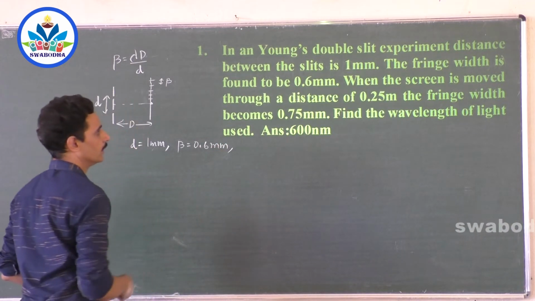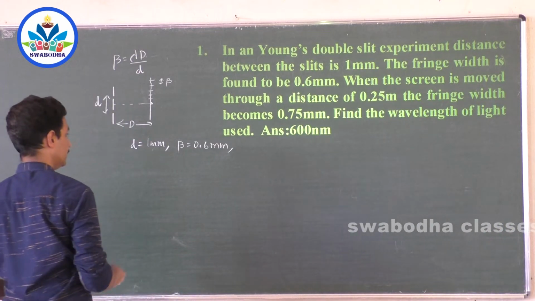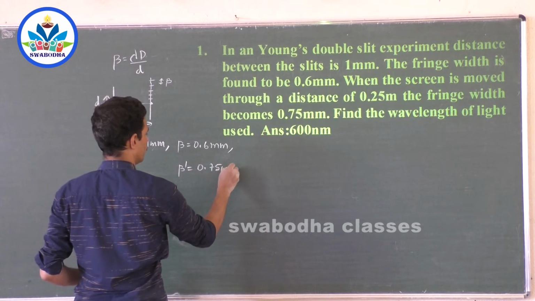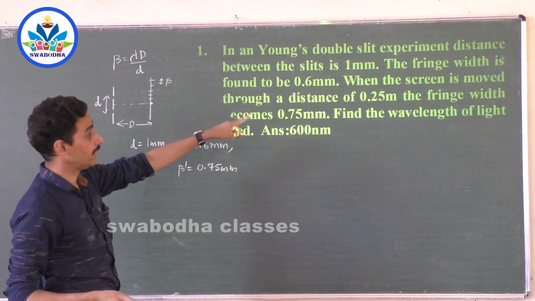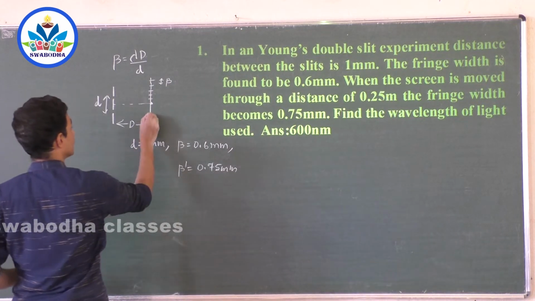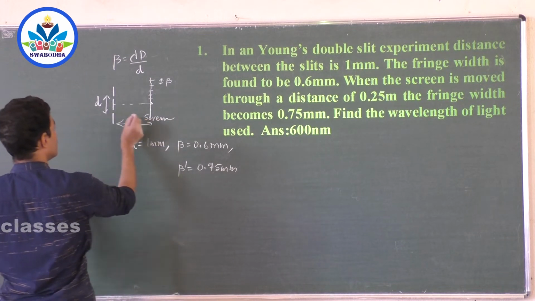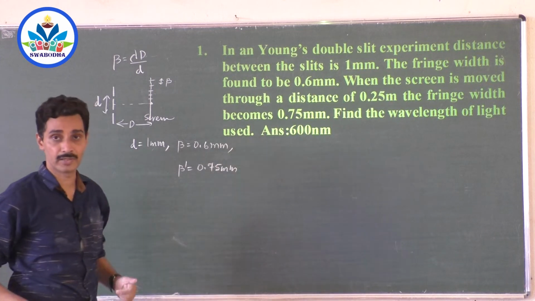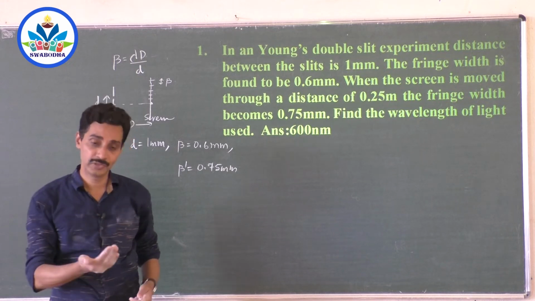What else? When the screen is moved through a distance of 0.25 meter, the fringe width becomes 0.75 millimeter. So the new fringe width beta dash is 0.75. Fringe width has increased. When is this possible? When they say the screen is moved through a distance of 0.25 meter, the screen is here. It may move either towards or away from the double slits. That is not given for us; we have to conclude it ourselves and decide whether to move it towards or away.